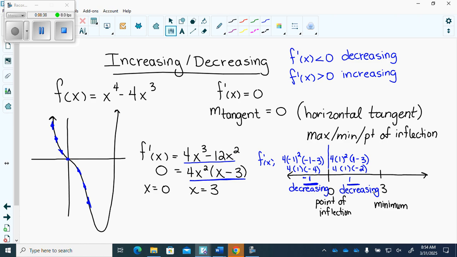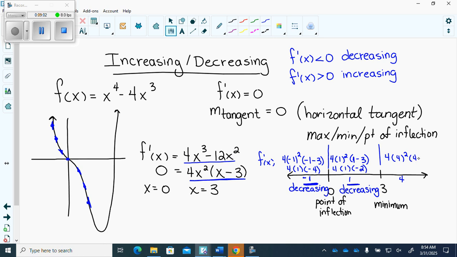What are we hoping is going to happen on the right-hand side of 3? I'm hoping it's going to increase. Yes, I am hoping it's going to increase. So what can I pick? What number? 4. Okay, so I have 4, and then I have 4 squared, and then I have 4 minus 3.